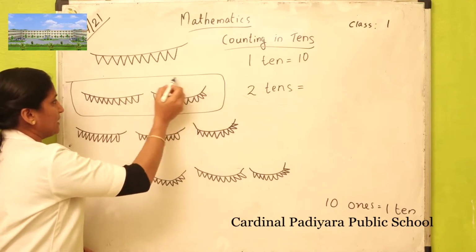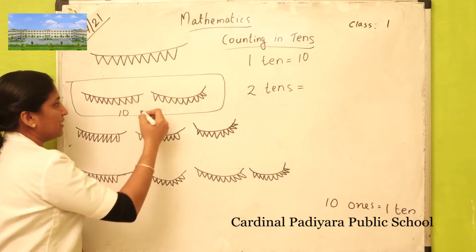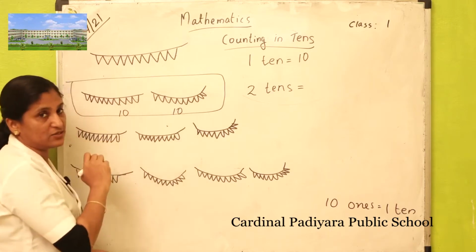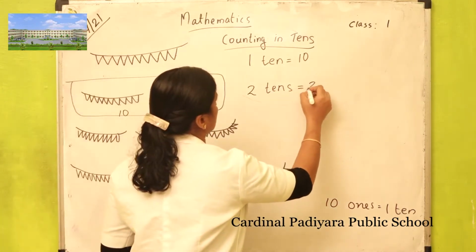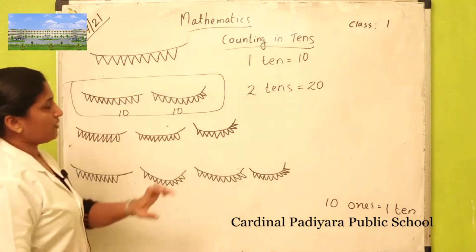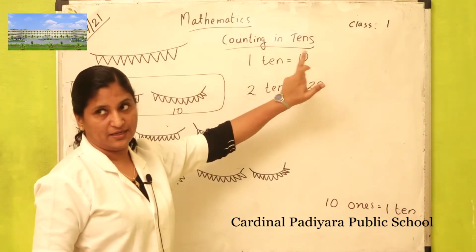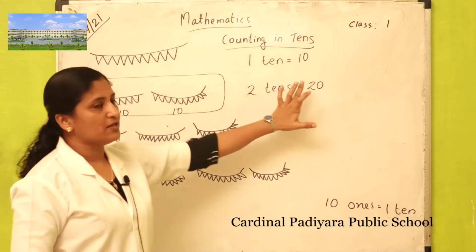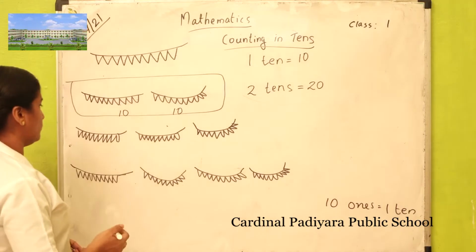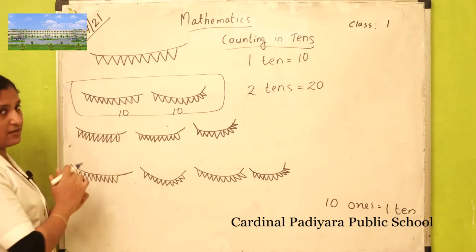Total how many triangles here? This 10, then again 10. 10 plus 10, 20. So 1 ten is 10, 2 tens, 20. Okay, 2 tens, 20. Then look at these buntings.